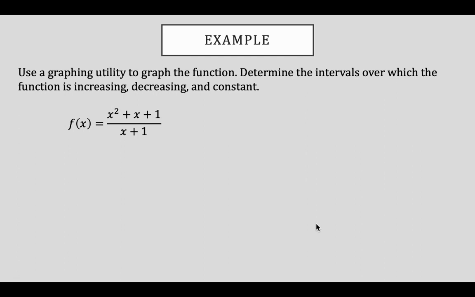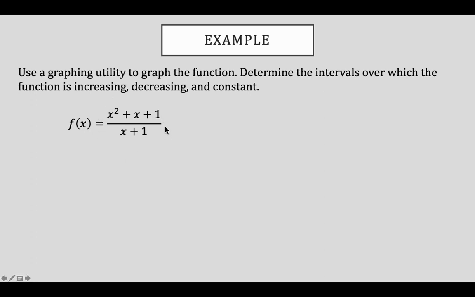All right. Use a graphing utility to graph the function. Determine the intervals. And again, when you see the word interval, think about interval notation. Recognize that means over what values of x is the function increasing, decreasing, and constant. So graph this in your calculator. f of x is equal to x squared plus x plus 1 divided by x plus 1.